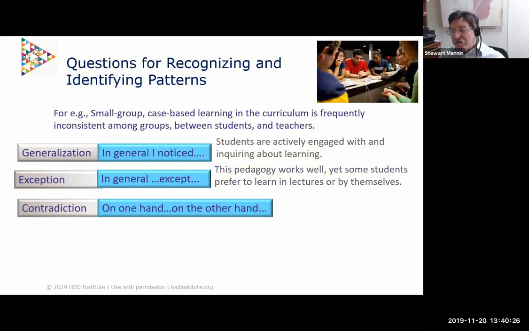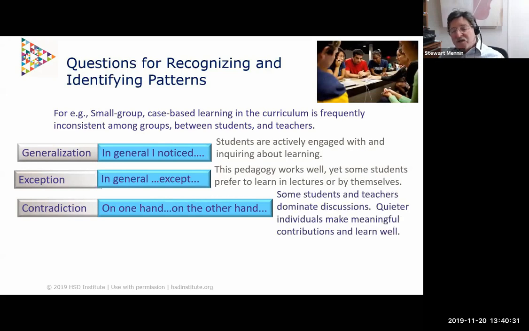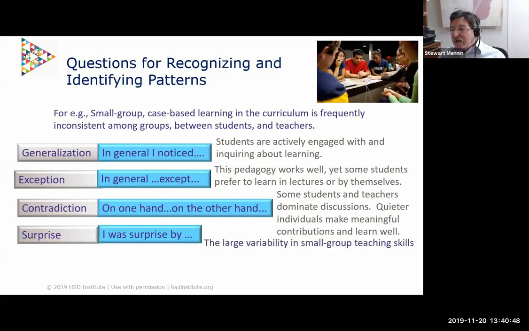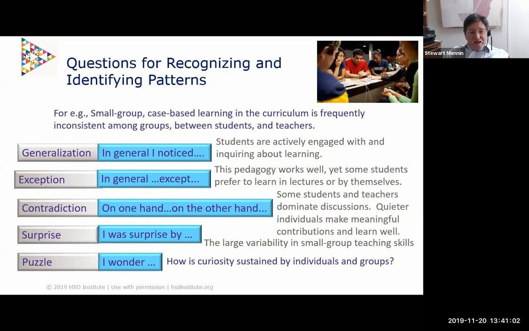And there are contradictions. On one hand, I see some students and teachers dominate the discussions, and I put that together in my mind with learning. Yet on the other hand, there are quieter students or individuals that make meaningful contributions and learn well. So there's an apparent contradiction. And I'm surprised by the large variability in small group teaching skills. I would expect the objectives to hold things more tightly together. And what puzzles me, and I wonder, is how curiosity is sustained by individuals and groups.